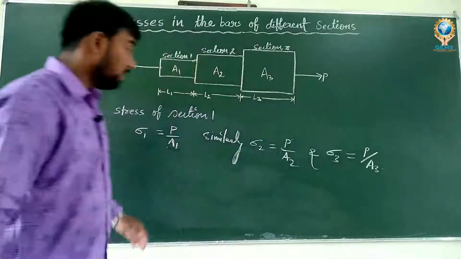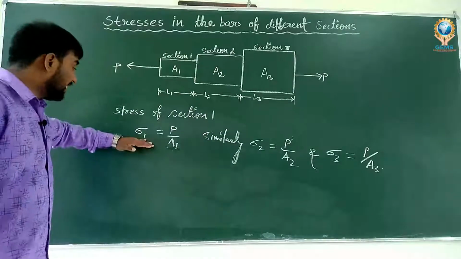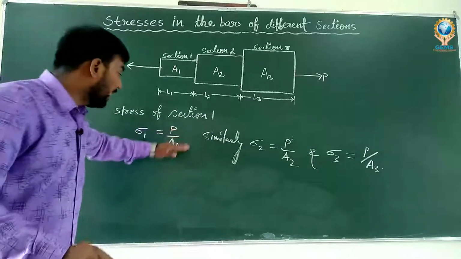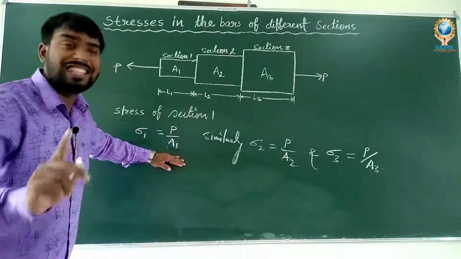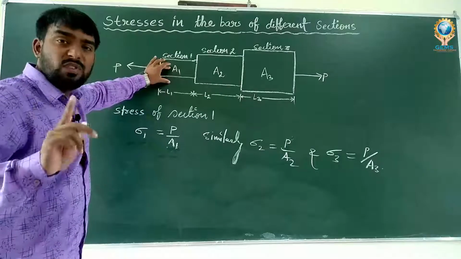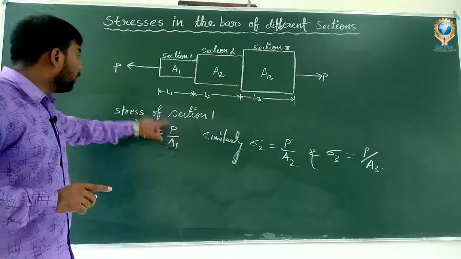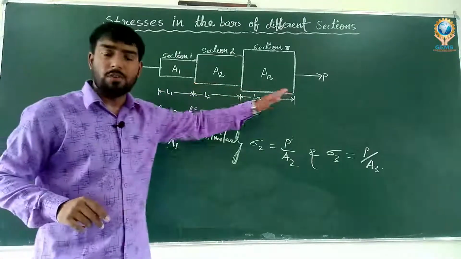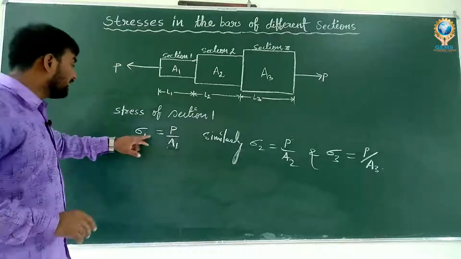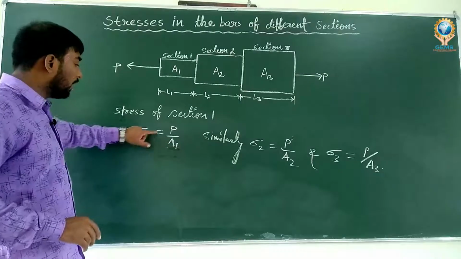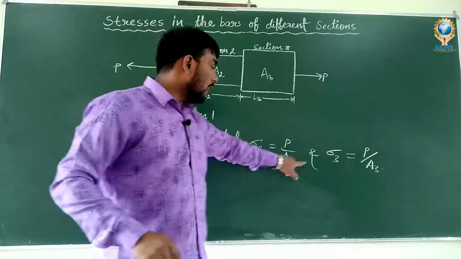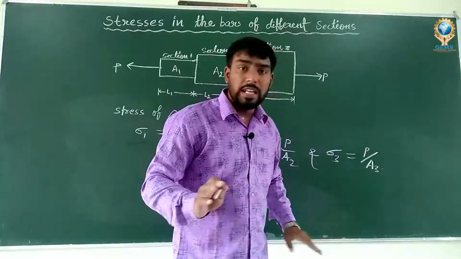Understand? Once again I will repeat everything. What is the stress formula? Stress formula is load by area. So for the stress for section 1 it will be P by A1, because the load is the same for all the sections. Understand? Only the area is different, so we are using the same load everywhere. So sigma 1 is equal to P by A1, sigma 2 is equal to P by A2, and sigma 3 is equal to P by A3.